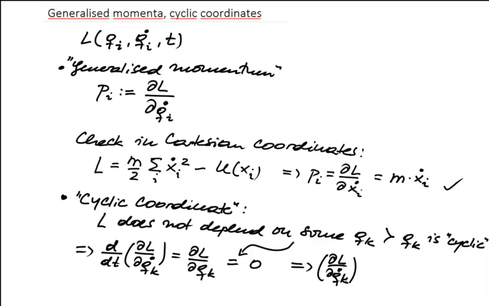But the partial derivative of L with respect to q_k dot, that's what we defined as the generalized momentum. So this is nothing but p_k, and we find that it is constant. So a consequence of a coordinate being cyclic is that the associated generalized momentum is conserved. So we have a first conservation law.